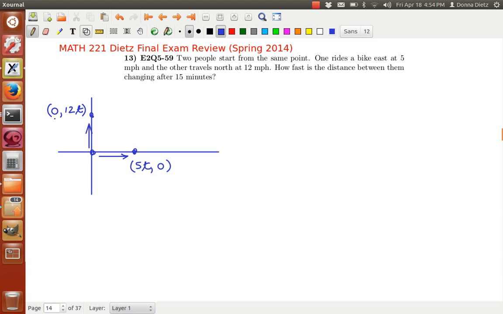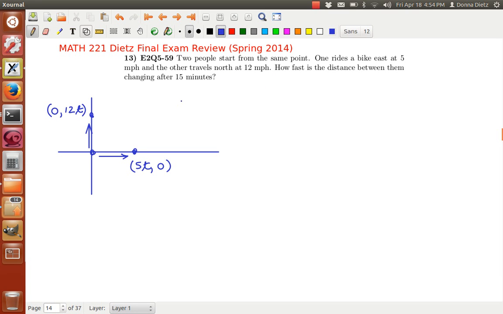An awful lot of people just said the answer was 13 because they recognize the 5, 12, 13 right triangle, but that only tells you their initial distance. There's a huge difference between the distance between two people and the change in the distance between them. So that's the first problem. The 15 minutes is just t equals 0.25 because it's a quarter of an hour. That was the least of our issues on this problem.